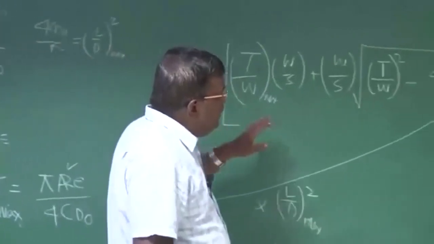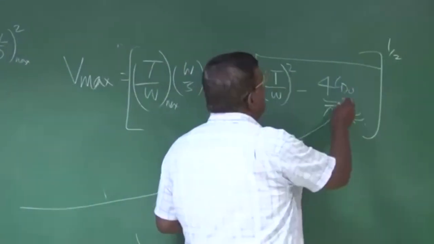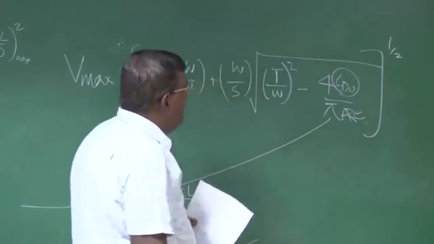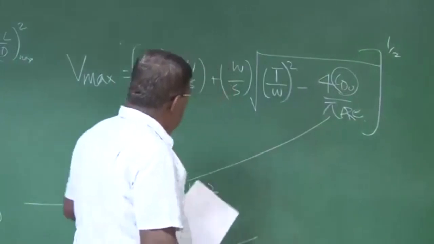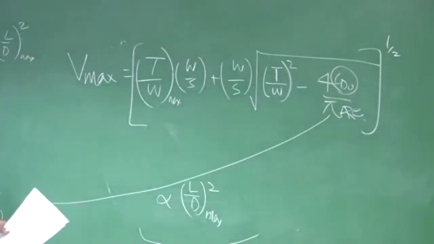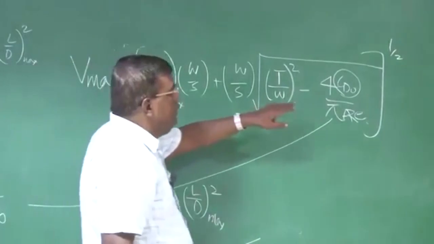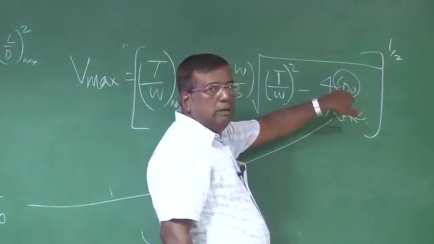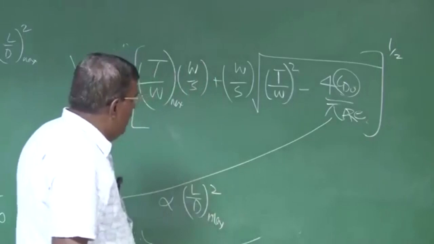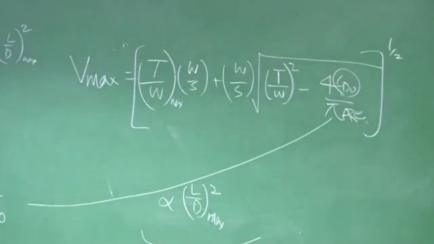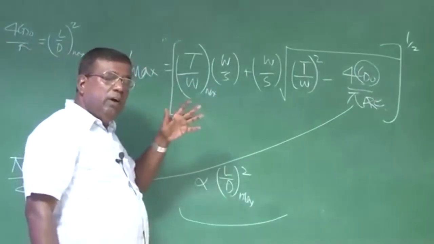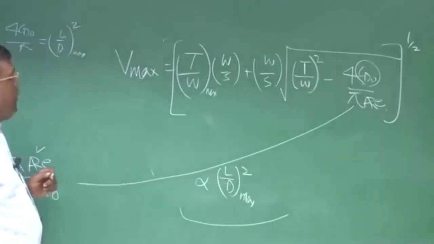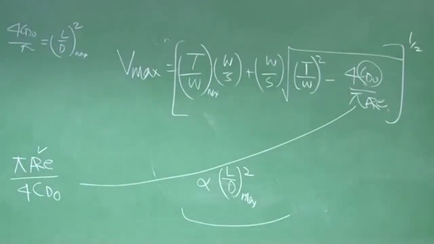And also silently you see here, the CD naught value. If you do not try to relate it to L by D max square, you may start wasting time on CD naught. But please, that may be misleading. So, it is always better, whatever analytical expression you are using, you please see what is inside, what sort of information you get, right? I thought I must mention this to you.